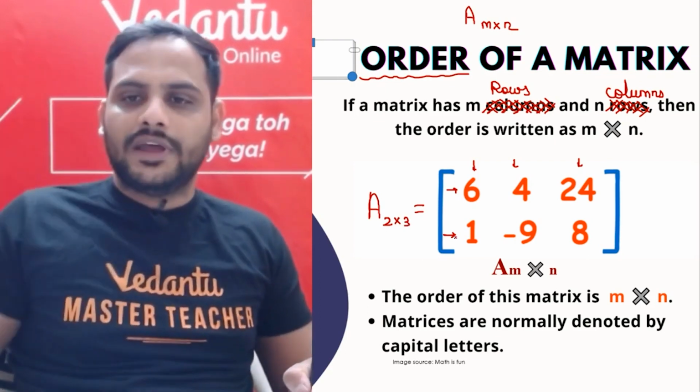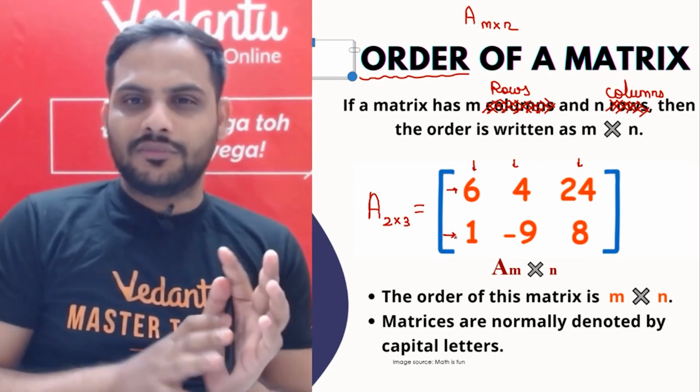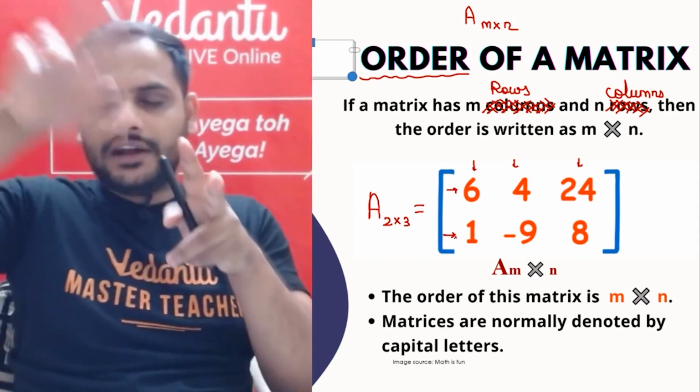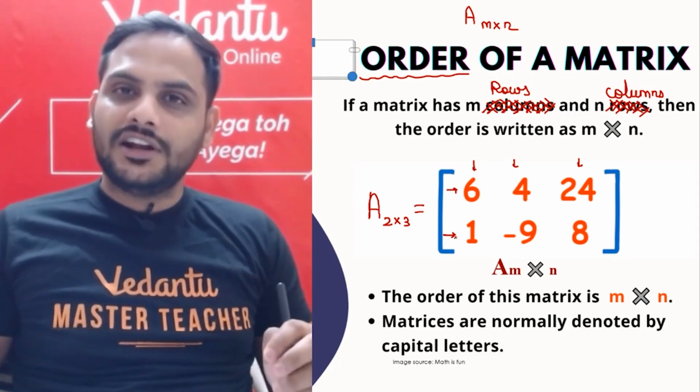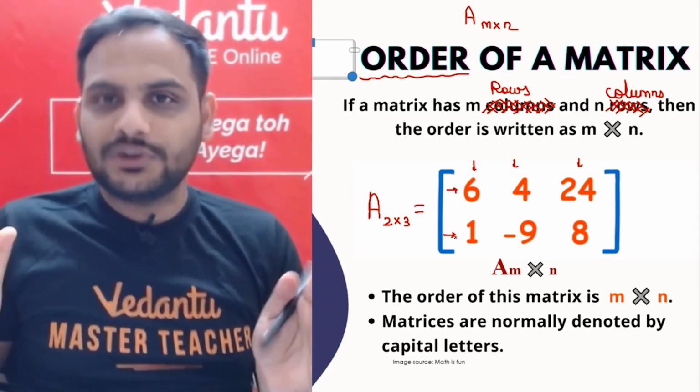So m is to n. M is number of rows, n is the number of columns. So when I write 2 into 3, you can imagine that there will be 2 rows and 3 columns. If I write 3 into 4, 3 rows, 4 columns. So you can imagine how the matrix is going to look like.